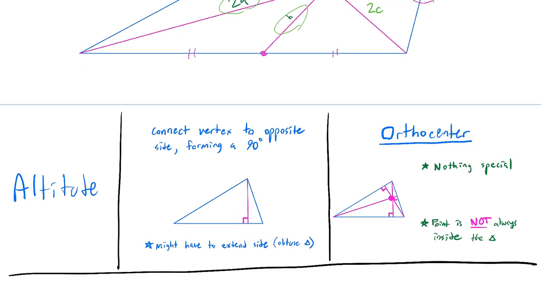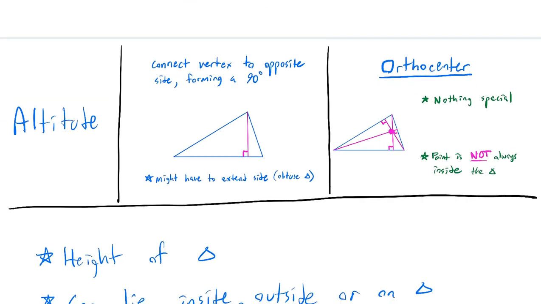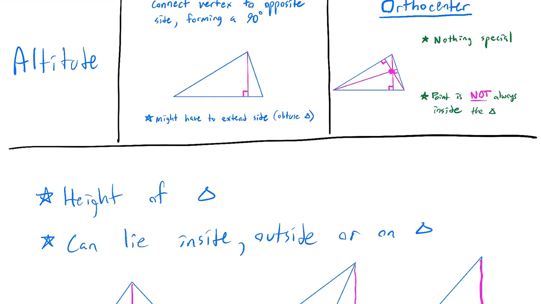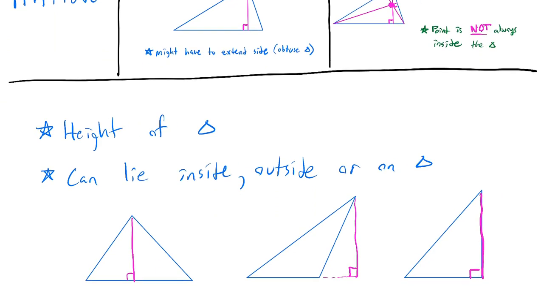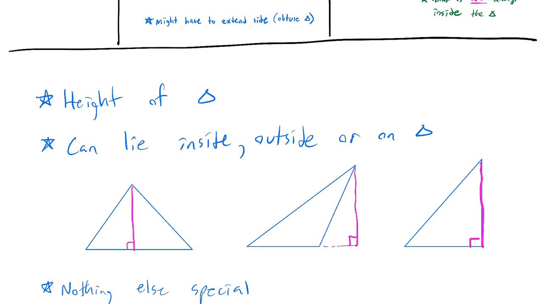Okay. Last one here is the altitude. So the altitudes meet at this point called the orthocenter. Nothing special about it. So just altitudes. Okay, so the altitude is really the height of a triangle. You've been doing this in middle school. So the altitude can lie inside, outside, or on a triangle. So in an acute triangle, the altitude or height of the triangle is inside. In an obtuse triangle, we extend a side and drop it down.